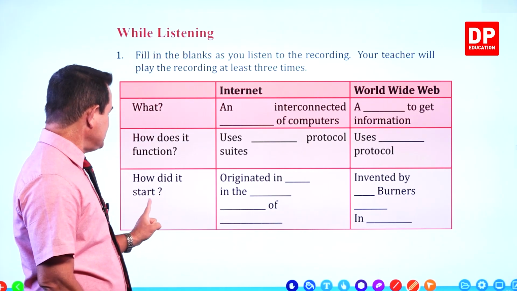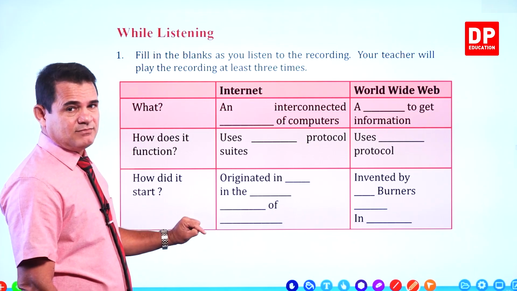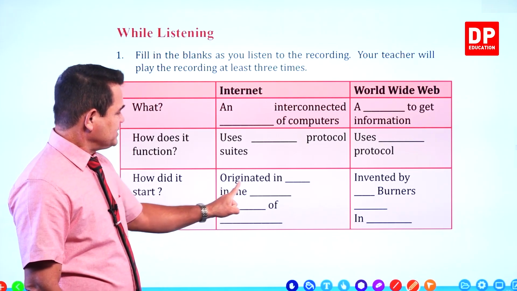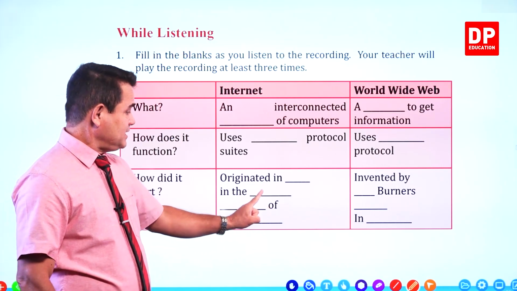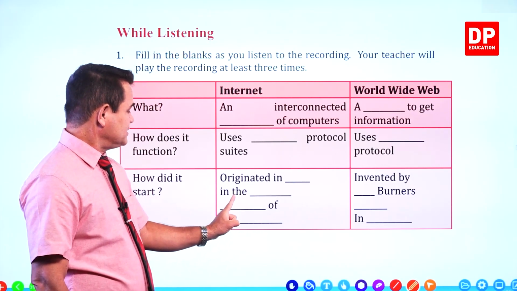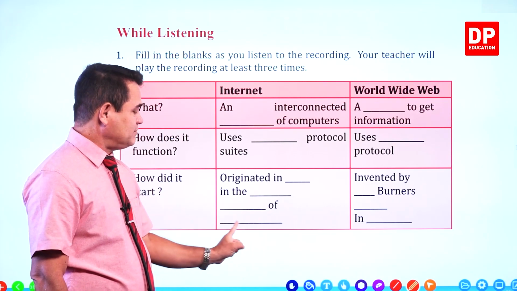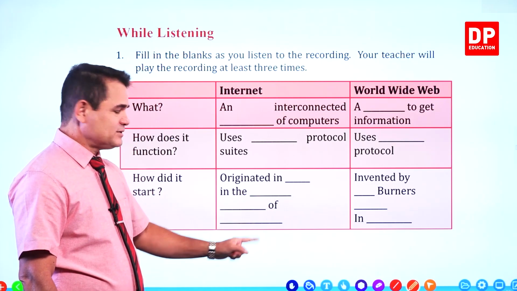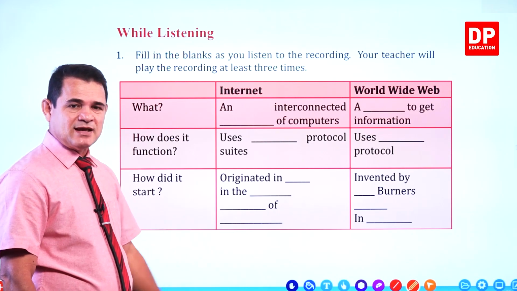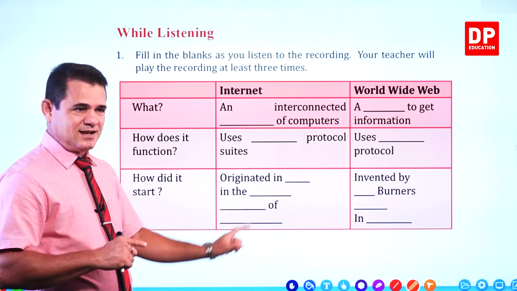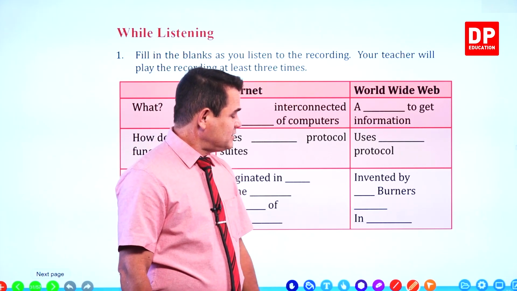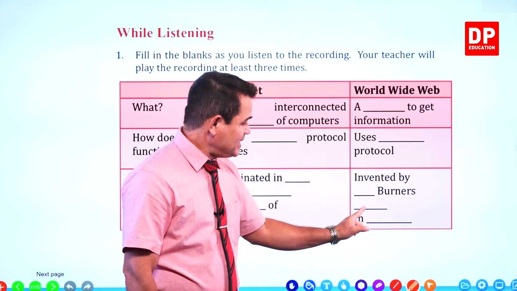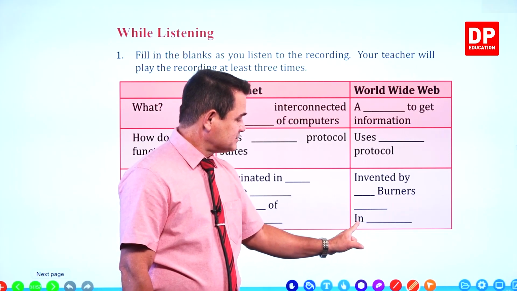Next one, how did it start? Originated means started. In the blank of blank. Listen and fill in the blank. Then the last one, it says invented by blank Berners blank in blank.